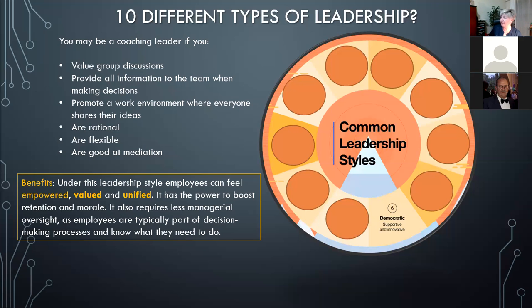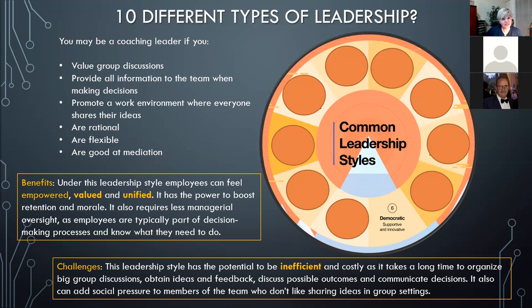Okay, so the benefits of being a democratic leader is under this leadership style, employees can feel empowered, valued, and unified. It has the power to boost retention and morale. It also requires less managerial oversight, as employees are typically part of decision-making processes and know what they need to do. So I personally think it's one of the nicer leadership styles, if we can manage them. But then there are challenges as well.